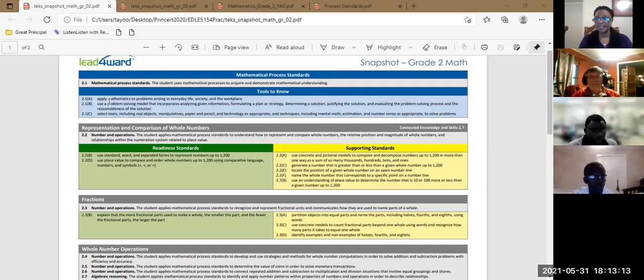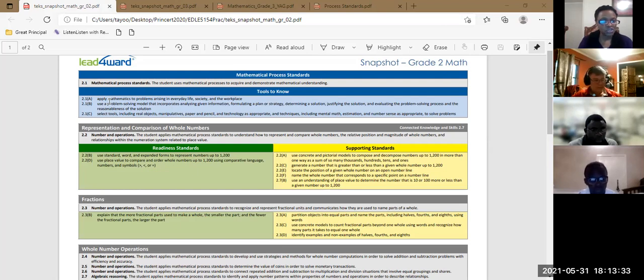The readiness standards are the standards that the students need to know and be able to do in their current grade. The supporting standard, which is yellow, is the one that they need to know, and it will prepare them for the next grade that they will be in.